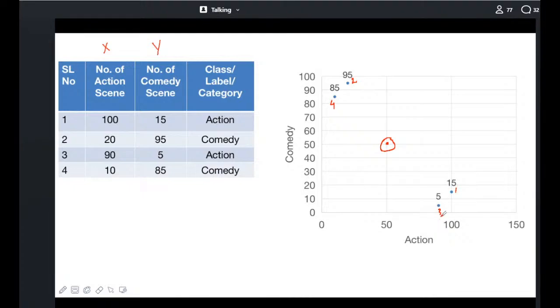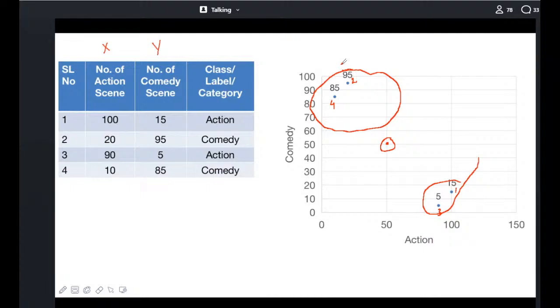Now you see the points which are close, that is 1 and 3, they both belong to one category, that is action, and that is very clear. This is the action category. And 85 and 95, these are the comedy category.